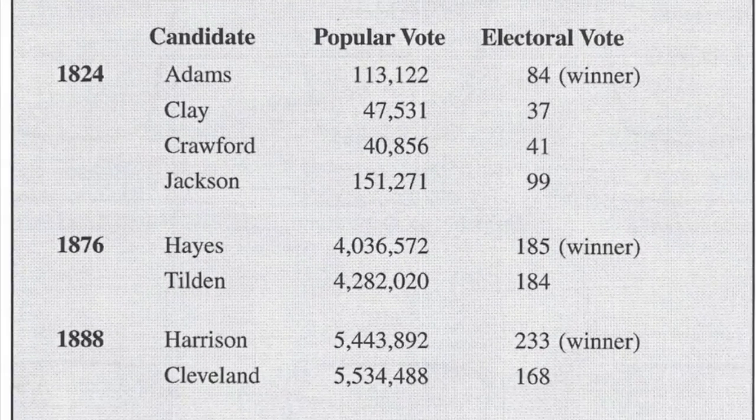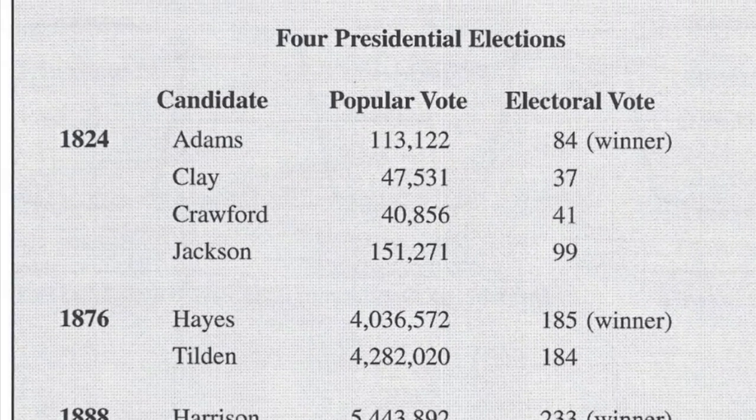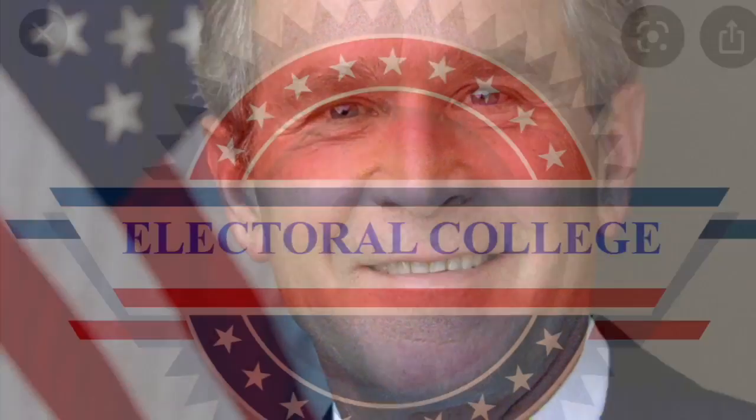In document G, it shows the candidates who have run for presidency from 1824 through the 2000s. In 1824, John Quincy Adams won by 84 electoral votes. In 1876, Rutherford B. Hayes won by 185 electoral votes. In 1888, Harrison won by 233 electoral votes, and George W. Bush won 271 electoral votes.